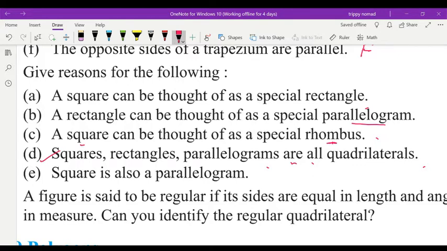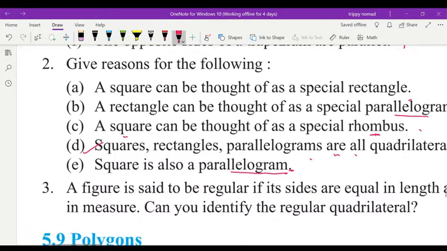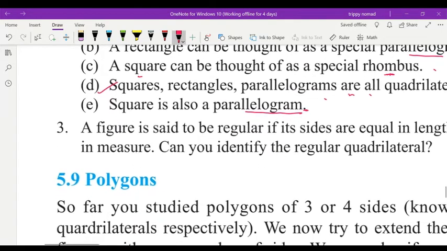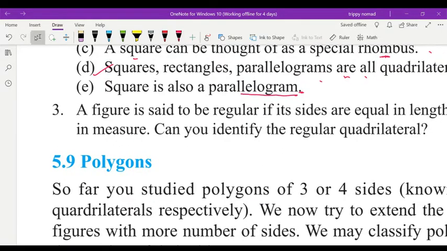A square is also a parallelogram. Why? Because a square fulfills the properties of a parallelogram. In a parallelogram, opposite sides are parallel; in a square also opposite sides are parallel. In a parallelogram, opposite sides are equal in measure; so in a square also. So a square is also a parallelogram. What I am explaining, you have to write in your own words to give clarification, to give reason for the following questions.